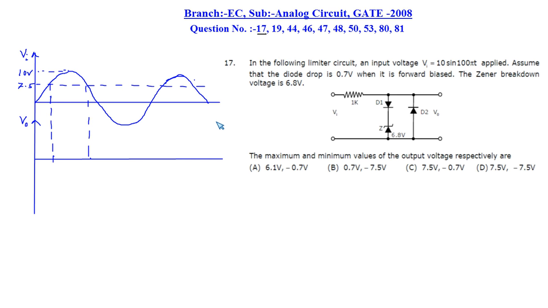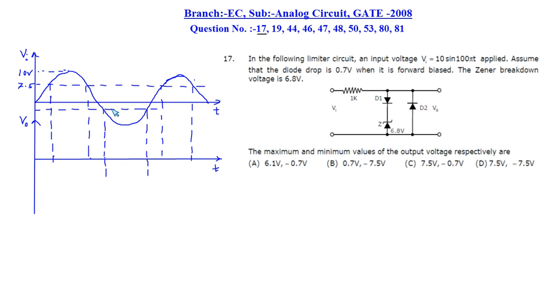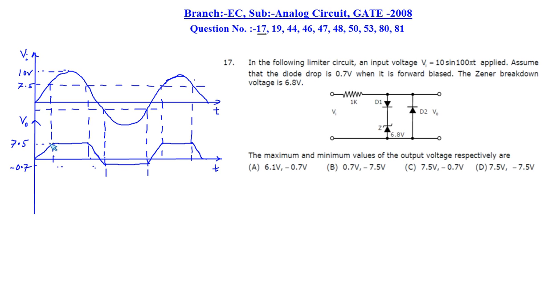Now we will try to draw the input and output waveforms. Here is the input sinusoidal waveform which has a peak of 10 volt. Up to 7.5 volt the output voltage will follow the input voltage, and after 7.5 volt the output will be fixed at 7.5 volt. During the negative half cycle, when the voltage exceeds minus 0.7 volt, the output will be fixed at minus 0.7 volt. So the output waveform will be clipped at 7.5 volt, which is the maximum voltage, and during the negative half cycle it will have a minimum voltage of minus 0.7 volt.